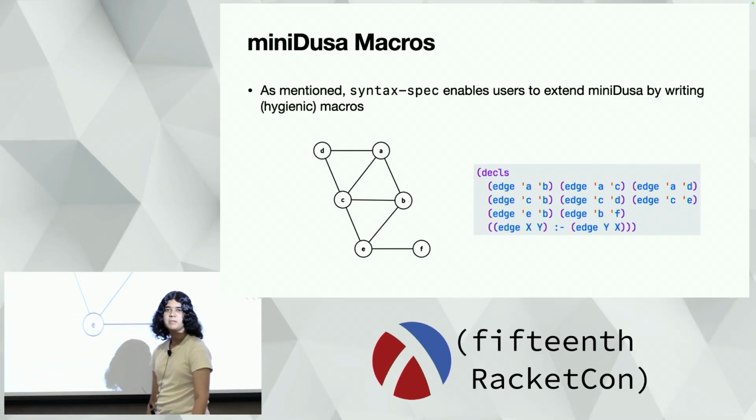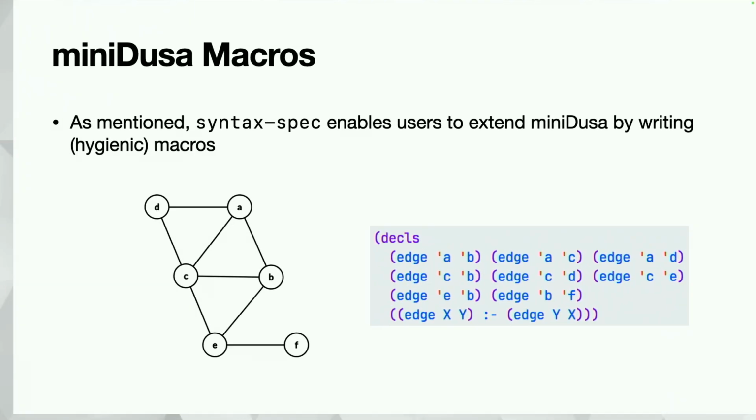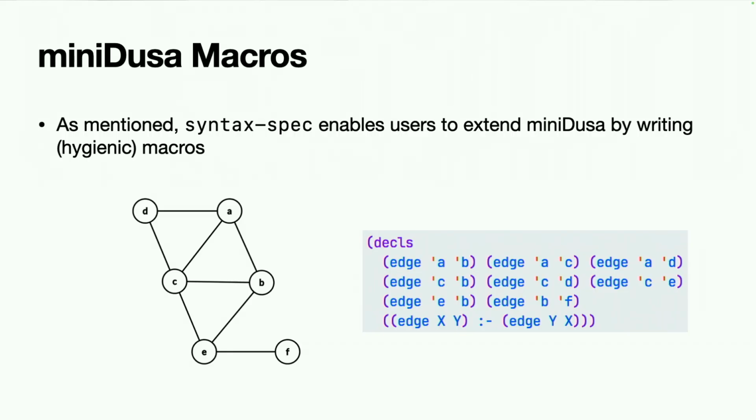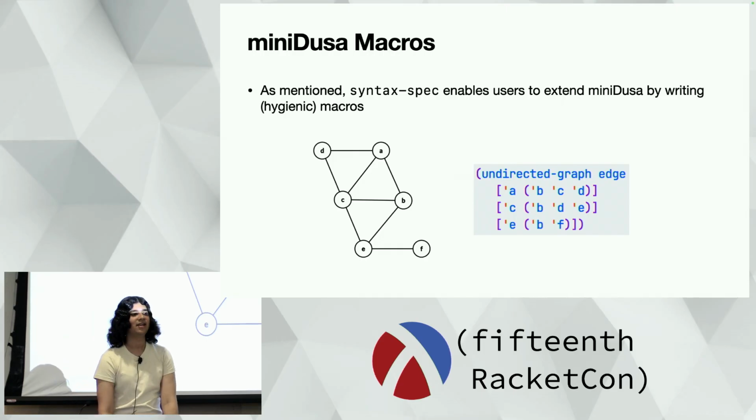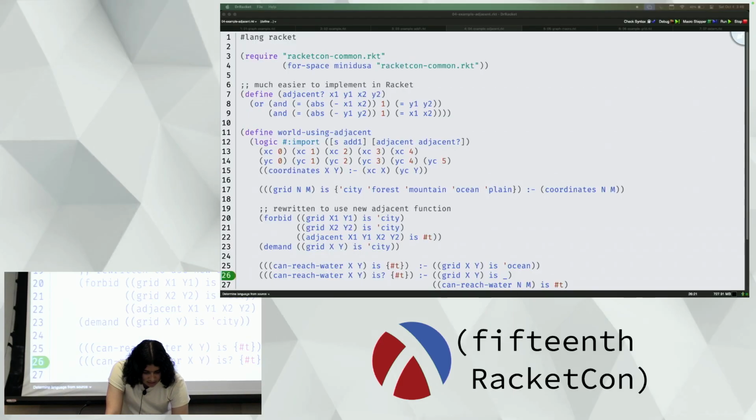And more features that we have included in miniDusa are macros, which again comes from syntax-spec. We get hygienic macros for free effectively, and we are able to express things in a much more convenient notation. For example, if you have a bunch of these facts, this gets annoying to write if you have a big graph. You can imagine that you want to write it in a more familiar adjacency list style notation, and this would expand out into exactly these facts, as we can see.